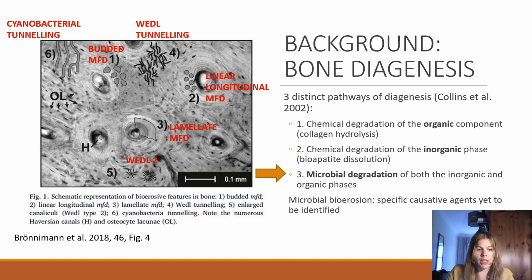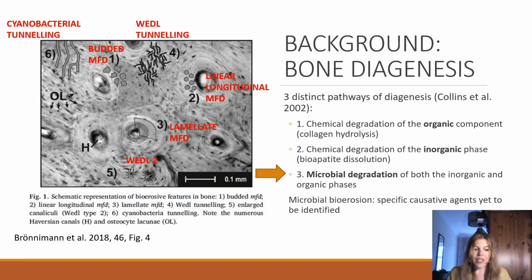These can be linear, budded, or lamellate, and these are thought to be caused by either endogenous bacteria from the gut or bacteria from the soil. And then there are Wedl tunnelings, which are thought to be caused by fungi as an indication of surface exposed or defleshed buried bones. And then there is Wedl type 2, which are these little spider-like structures. This happens when the lacunae and the canaliculi are both enlarged, and these are thought to be caused by fungi or bacteria, depending on which paper you read. And then there are cyanobacterial tunnelings, which are caused by cyanobacteria from marine or freshwater based contexts.